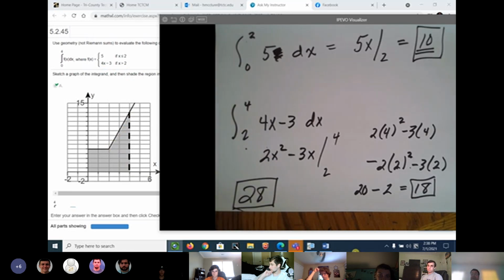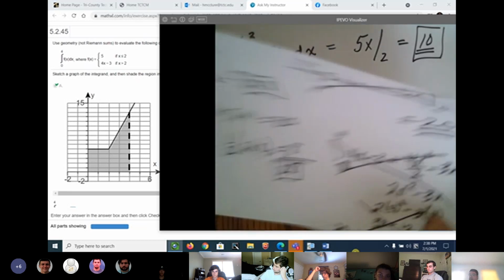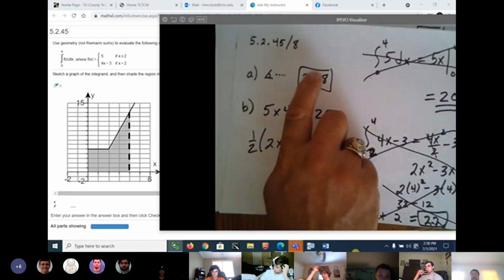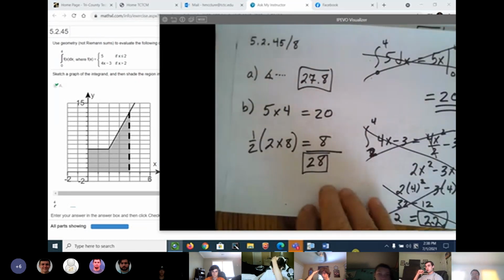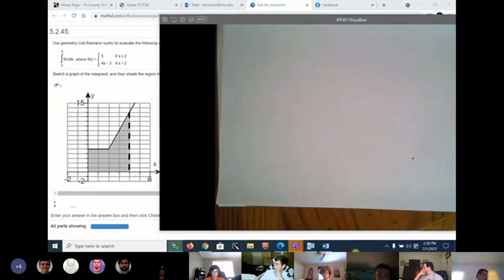I like that problem. I really do like that problem. I don't like it as a test question because it does all 3, because you can easily round that to 28. I like that problem. That's a good problem.